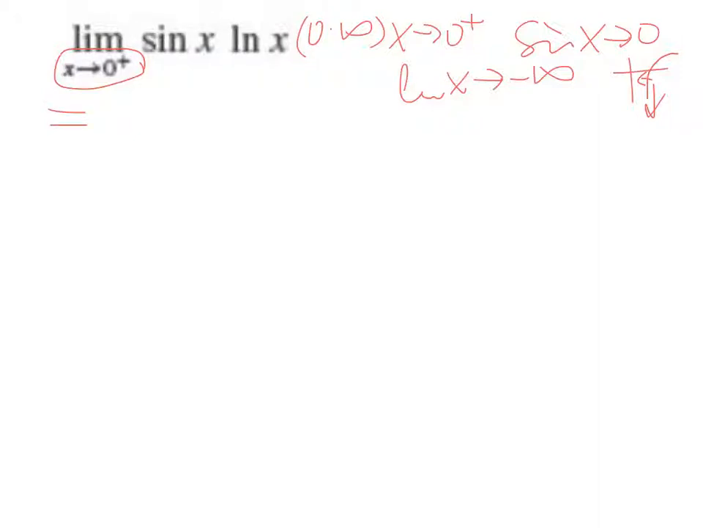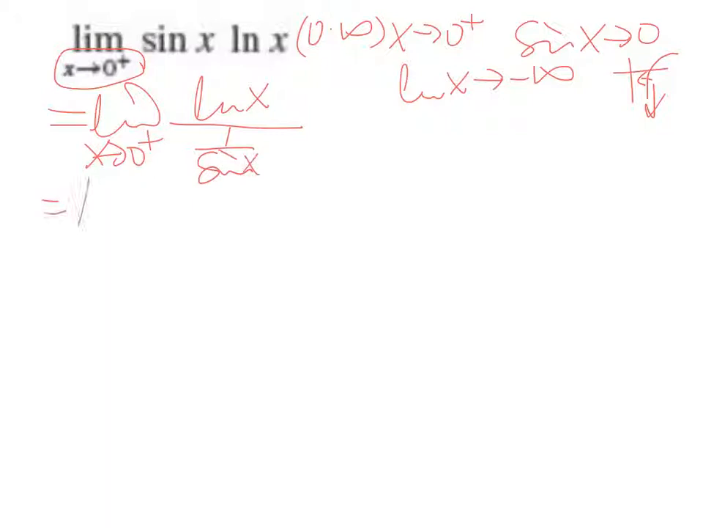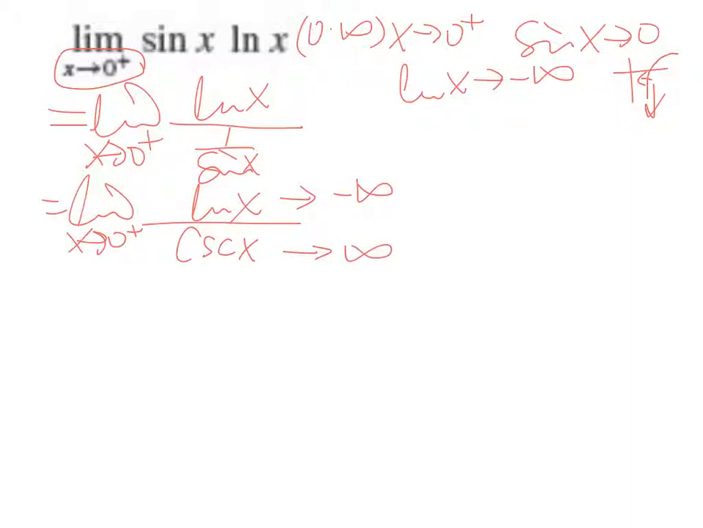Once I have an indeterminate product, I'm going to flip one of them so that I can have a 0 over 0 or infinite over infinite form. In this case, I decided I'm going to flip sine function. And I can rewrite this as natural log of x over cosecant of x. And let's check. As x approaches 0, natural log of x goes to negative infinite, cosecant of x goes to infinite. So I actually have infinite over infinite form, and therefore we get to use L'Hopital's rule.